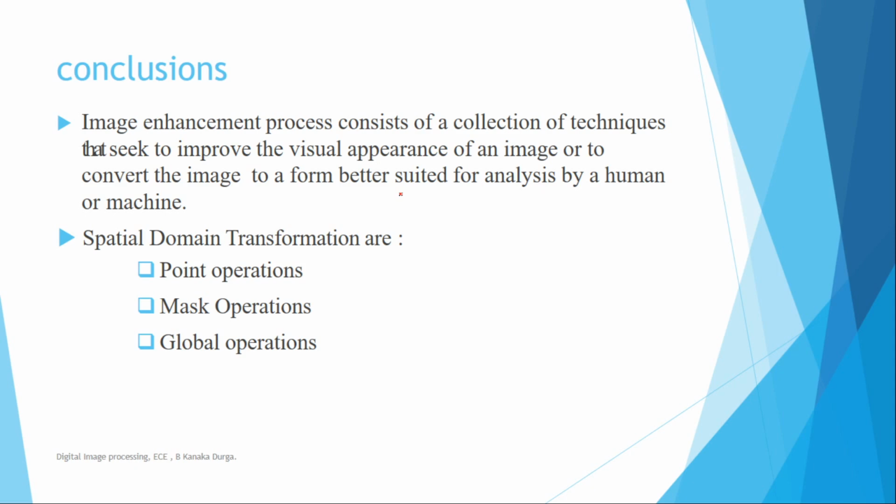If we manipulate a single pixel value, that type of operation we call a point operation. If we apply the enhancement technique by considering a group of pixel values, that is, by considering a mask whose size can be 3 by 3, 5 by 5 or 7 by 7, that type of operation we call a mask operation. If I apply the enhancement tool on the total image, that type of technique we call a global operation.